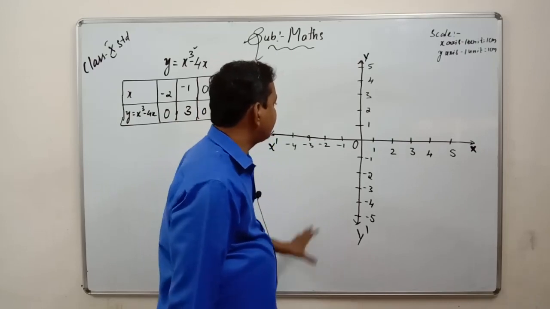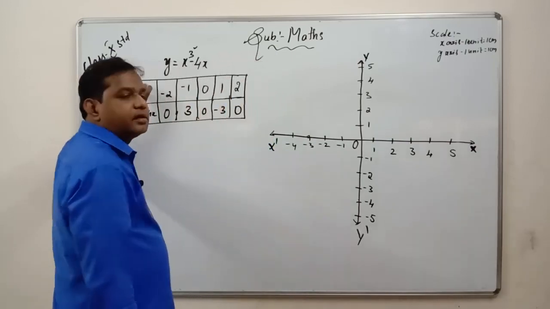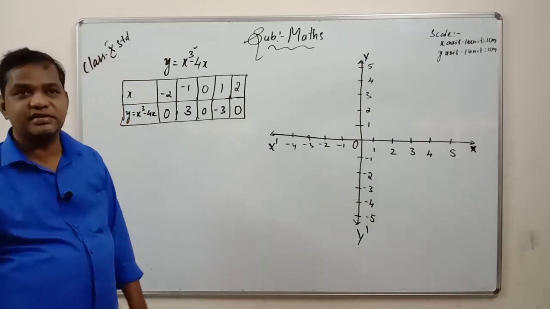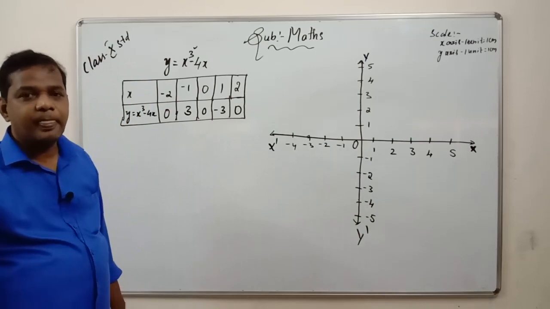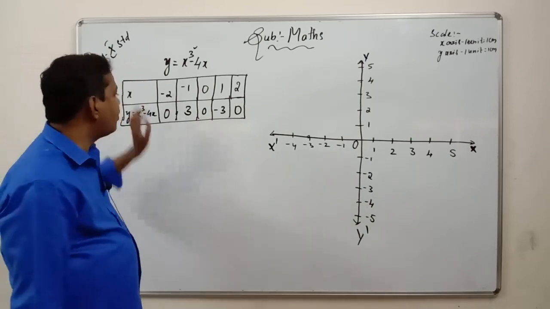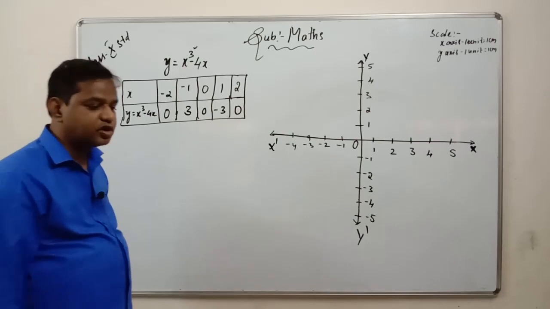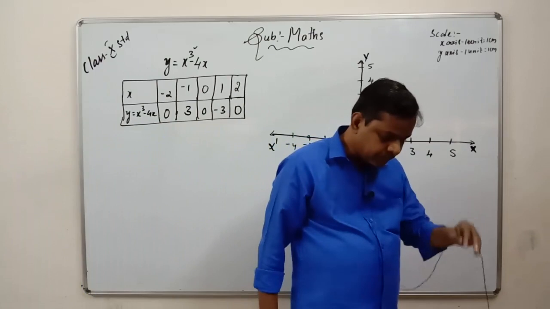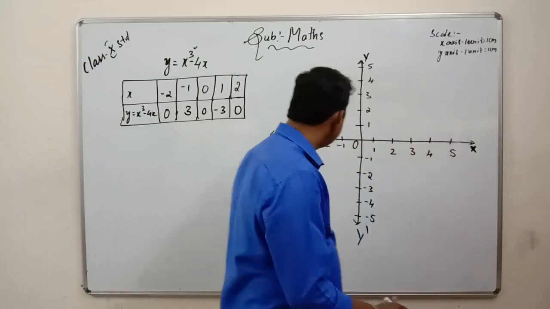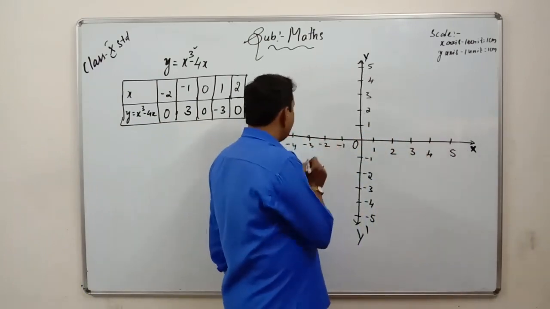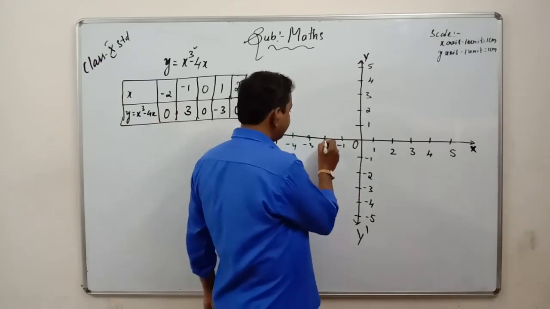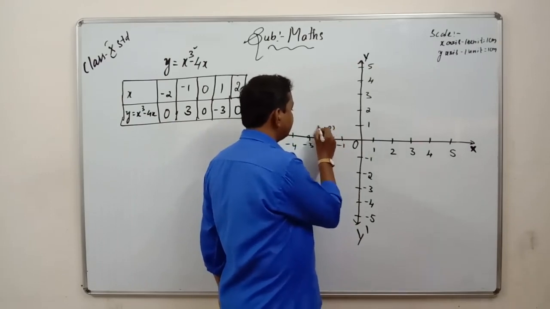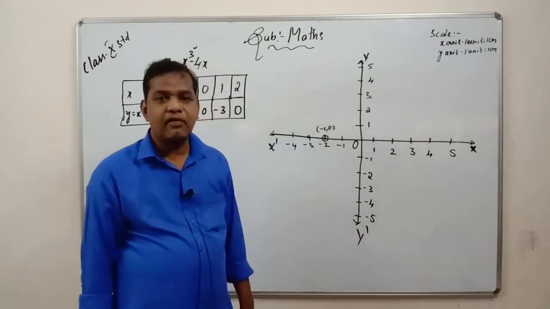Now you know the values here. The values of x are given, and also the values of the equation y equals x cube minus 4x. Let us substitute the values in the graph and see what they are. First we have minus 2, 0. Where will we get minus 2, 0? X is minus 2, and y is 0 only. So minus 2, 0. Don't forget to mention the values also.